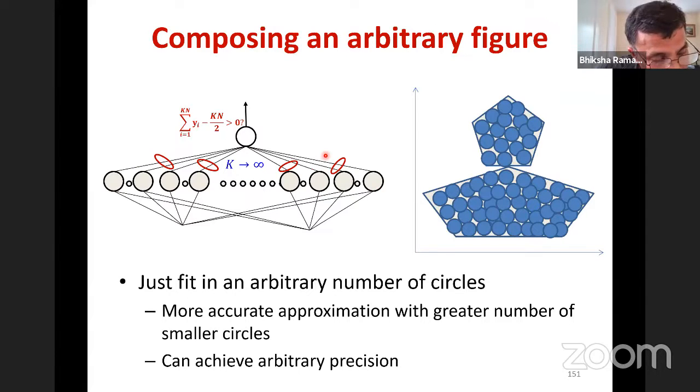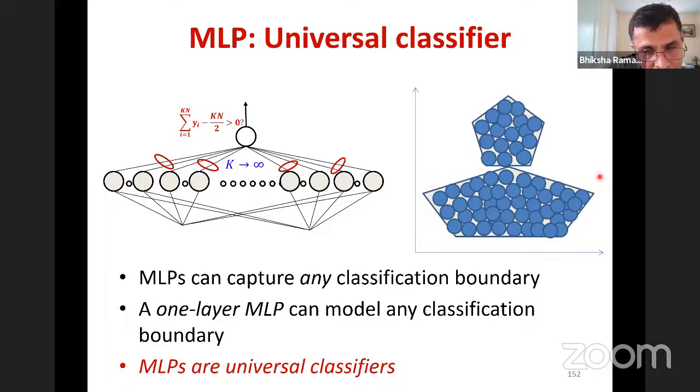And now that I know how to compose a decision boundary that is the union of 2 disconnected circles, I can compose my double pentagon by just filling it up with circles. And if I make the circles smaller and more compact, then my approximation to the double pentagon is going to get more and more precise. And so I can achieve arbitrary precision in modeling my double pentagon. In other words, MLPs are universal classifiers.